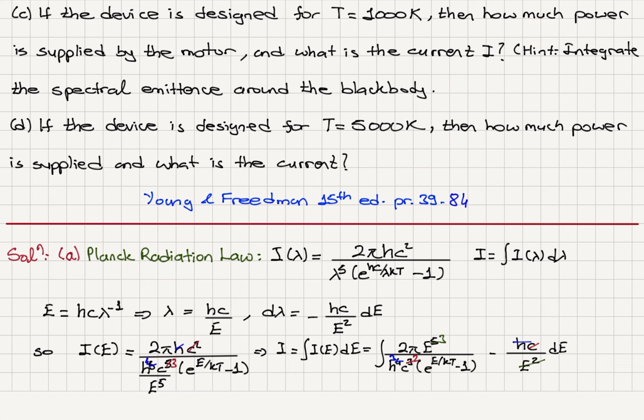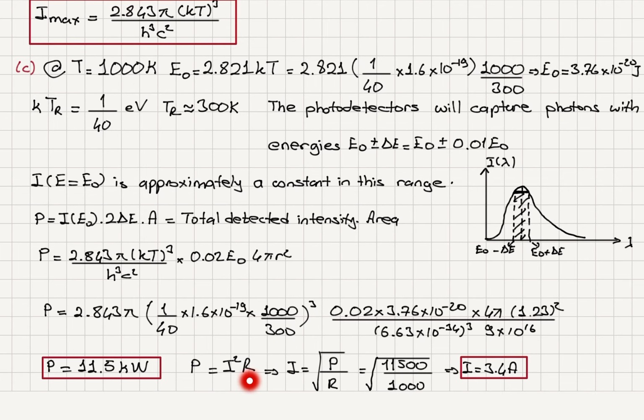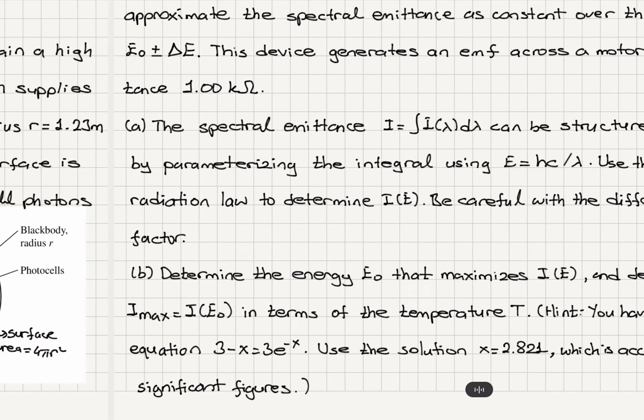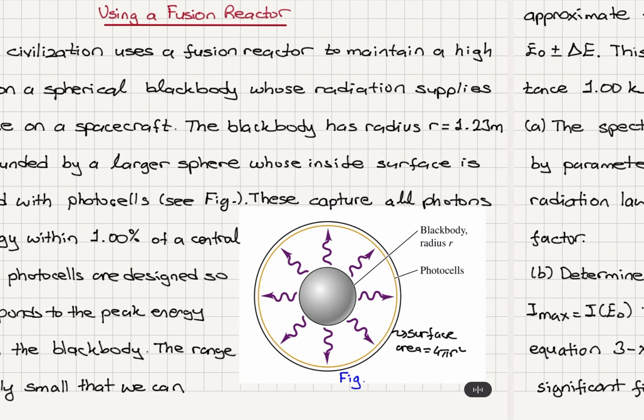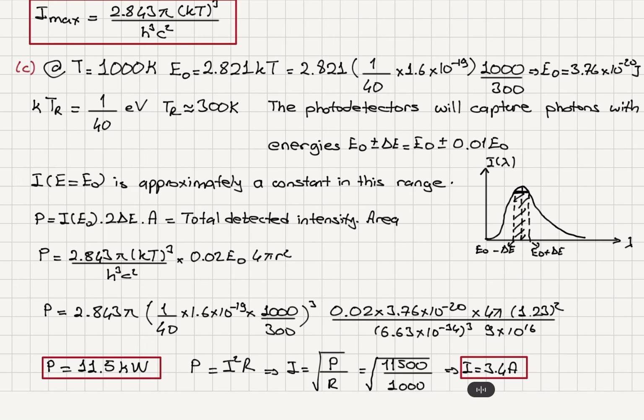And what's the current I? We can calculate the power is equal to I squared R, given that the resistance is 1 kilo ohms. So here it was an EMF across a motor of resistance 1 kilo ohms. So we have this power appearing on a motor with resistance R. So we can calculate the current that flows, 3.4 amps, from P equals I squared R.